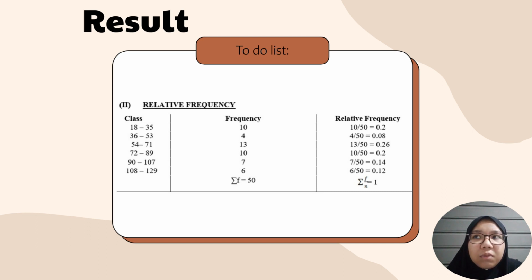We get 50 as the same sample size, and for class 1 we get 0.2, second class we get 0.08, third class we get 0.26, fourth class we get the same as class one, which is 0.2, fifth class we get 0.40, sixth class we get 0.12, and lastly for the total we get 1, because the total of relative frequency is one.